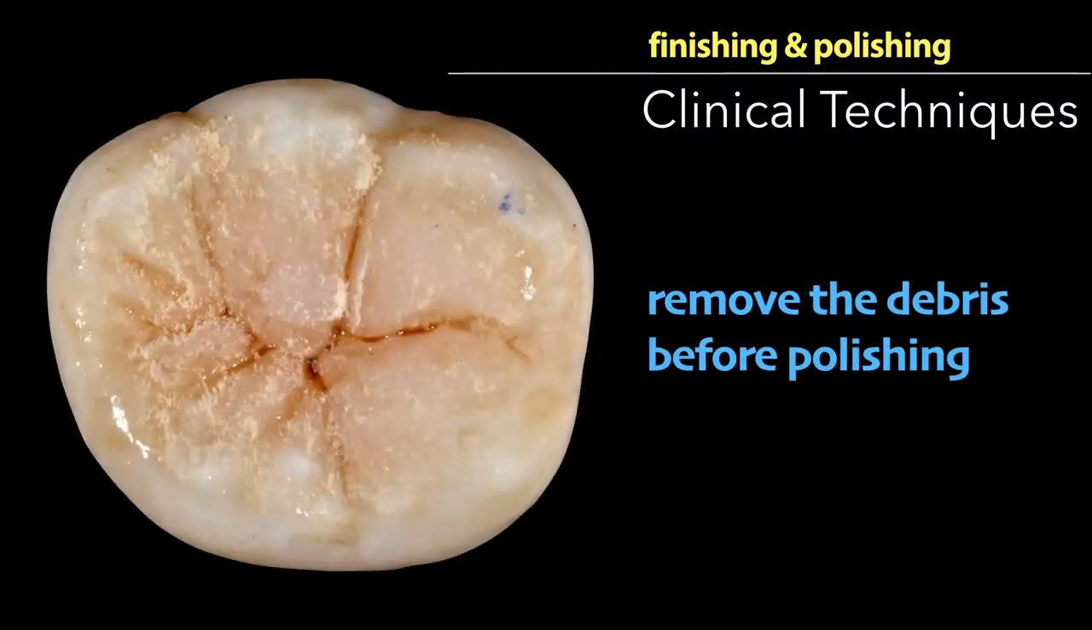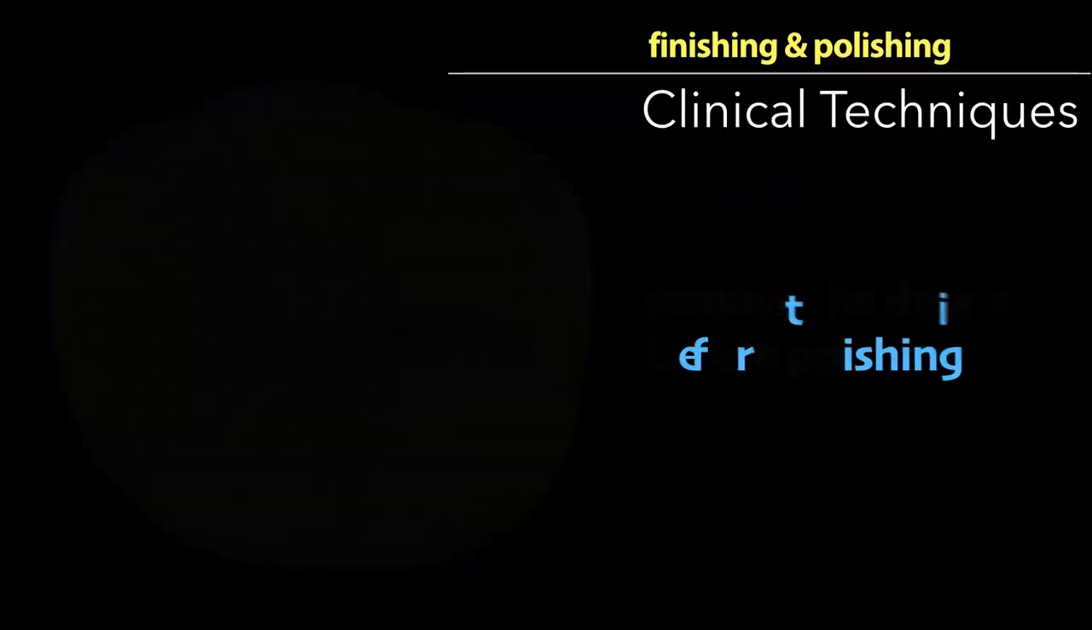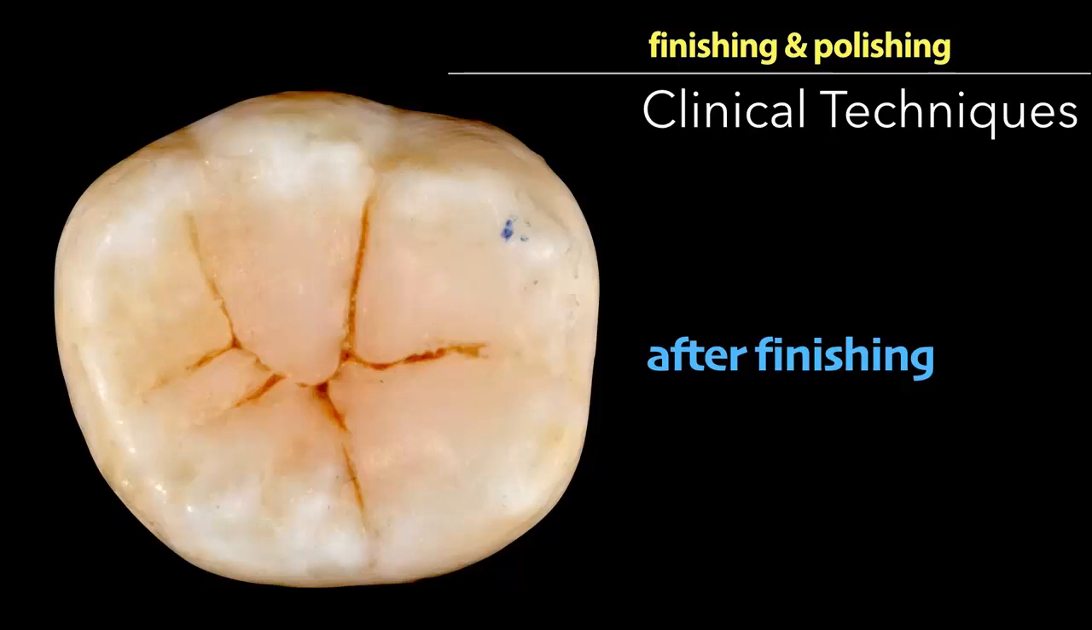Then before polishing, you have to wash off all the debris. If you don't wash it, this debris can accumulate in the fissures and give a bad color to your restoration. So you have to wash it first. And now see how beautiful the restoration looks after finishing, even just after finishing, because you have a very uniform and smooth surface and there is no roughness there. Once you have such a surface, you will have a very beautiful polish, and this polish will never go away if you have such a finished and smooth surface.